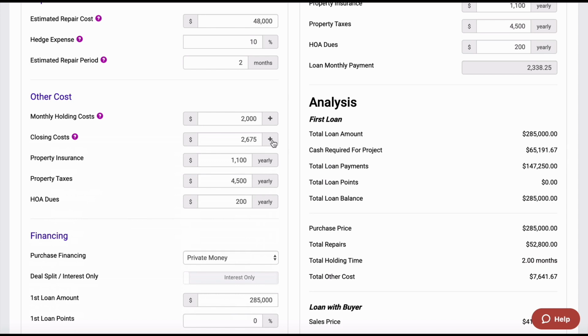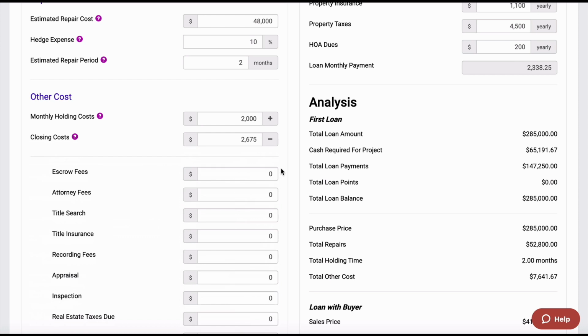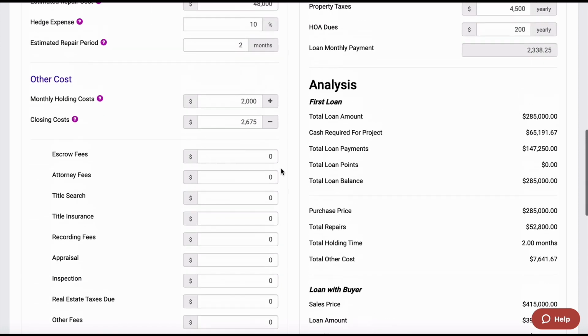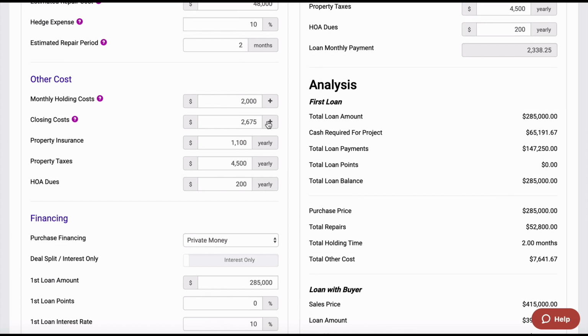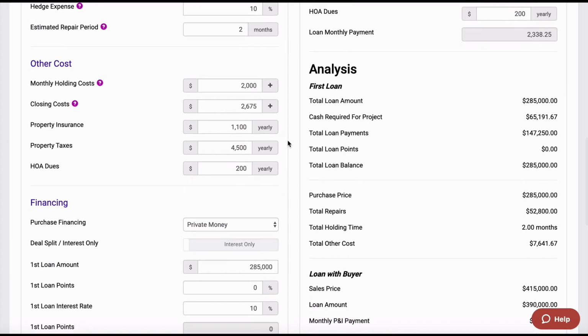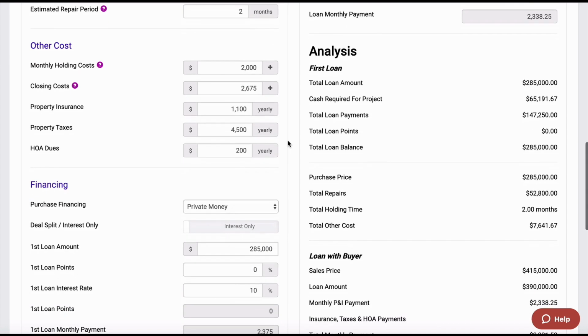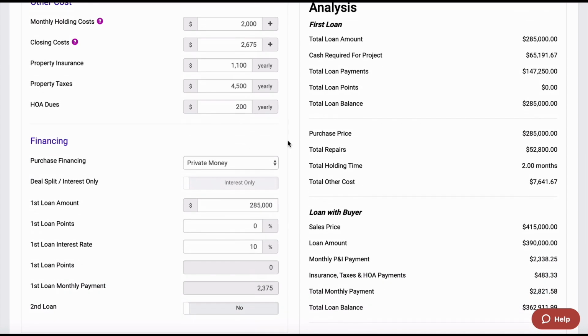All right, closing cost. Again, you can open up this box and actually see all the different costs associated with closing costs. In this example, I just entered it into the box. Property insurance, 1,100. Property taxes, 4,500. HOA dues are 200 in this example.